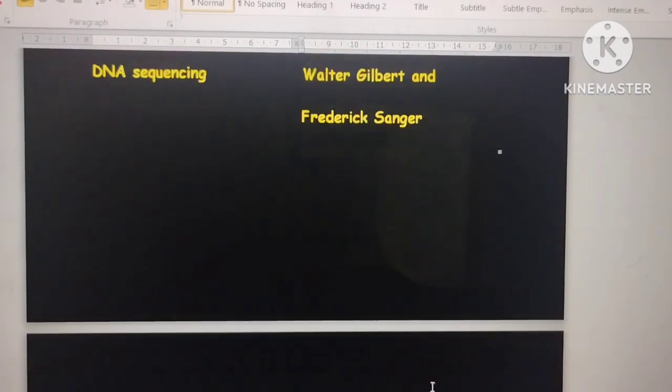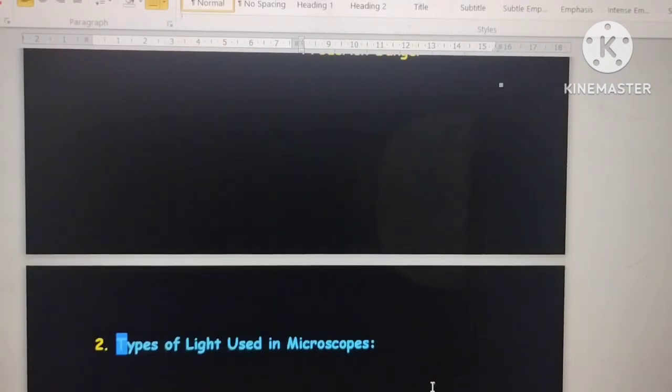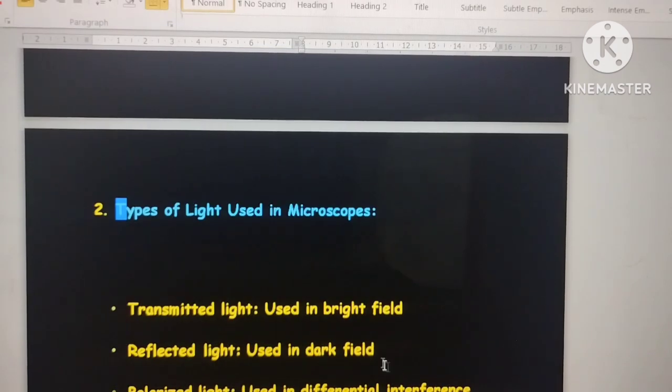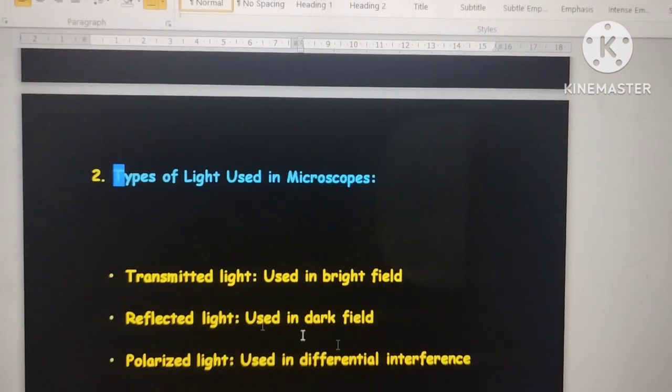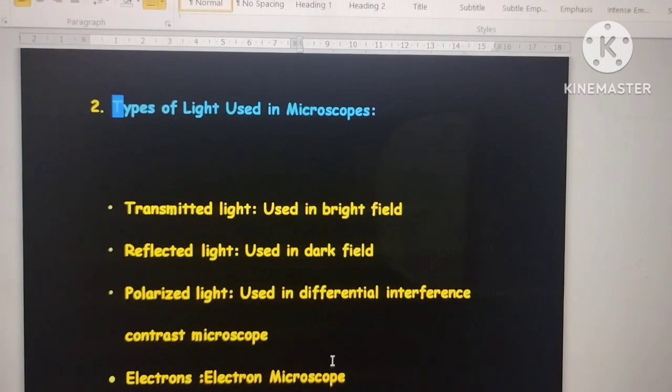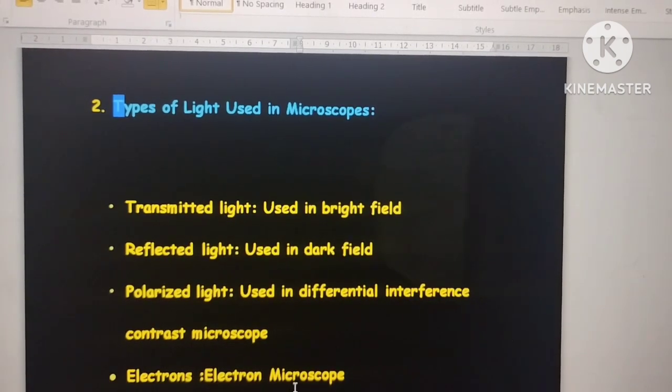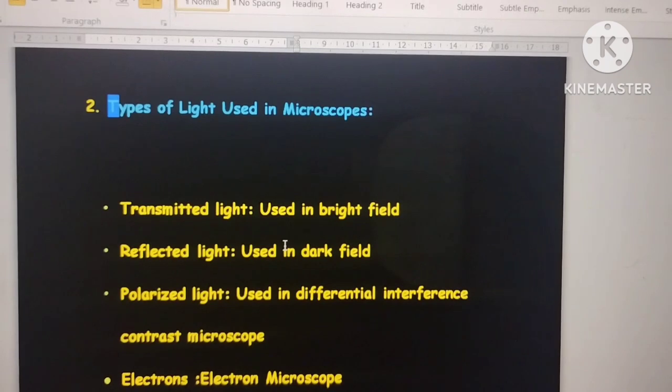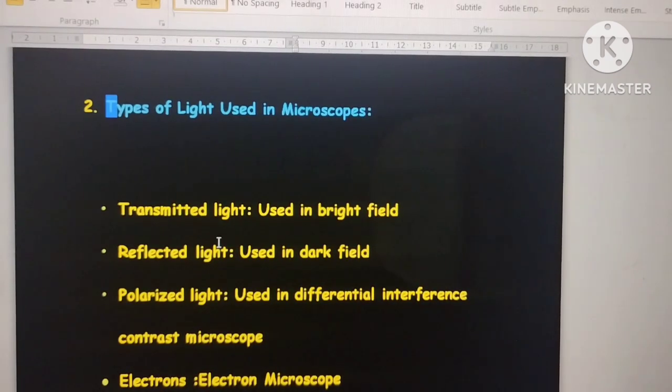The second point is the type of light which is used in a microscope. In a bright field microscope we use transmitted light, in dark field we use reflected light, in an interference contrast microscope we use polarized light, and electrons are used in the electron microscope. They will ask what kind of light is used in bright field, and they will give the options; the correct answer is transmitted light.